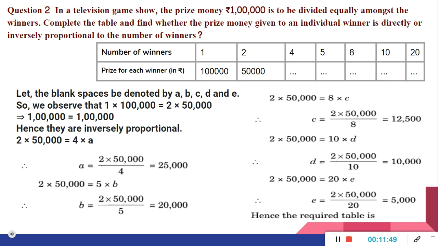So the required table is: if one winner is there, then 1 lakh. Two winners are there, then 50,000 each. Four winners are there, 25,000 each. If five winners are there, then 20,000 each. Eight winners are there, then 12,500 each will get. 10 winners are there, then 10,000 will get. 20 winners, then 5,000 each will get. So from this we can understand that as the number of winners is increasing, at the same time the prize money is going to decrease. So that is why it is an inverse proportion, right?